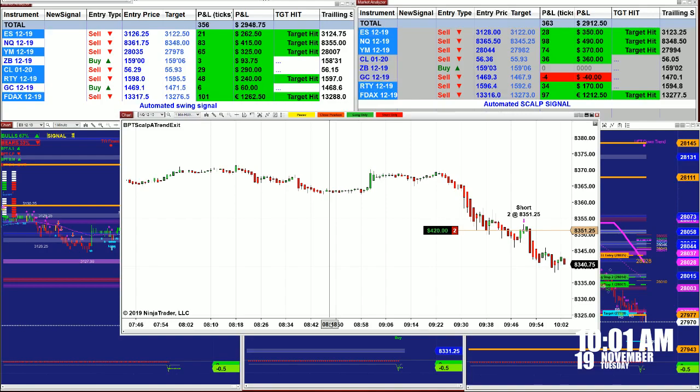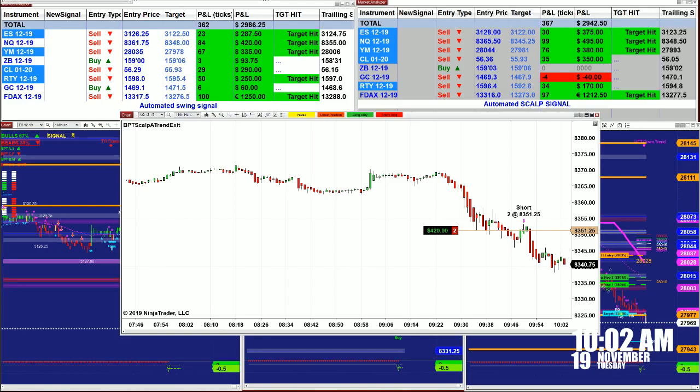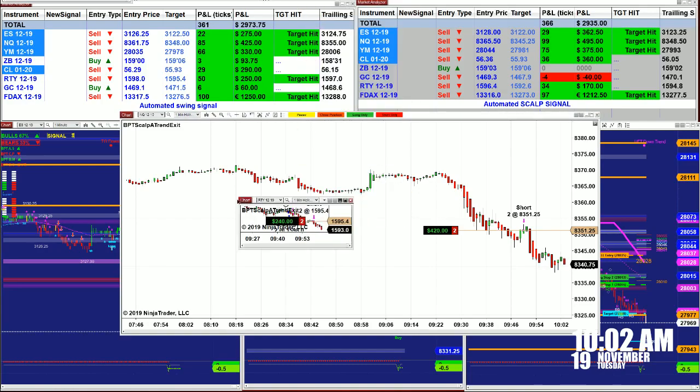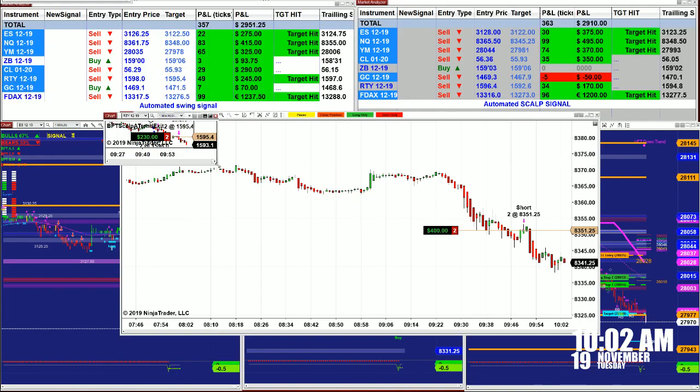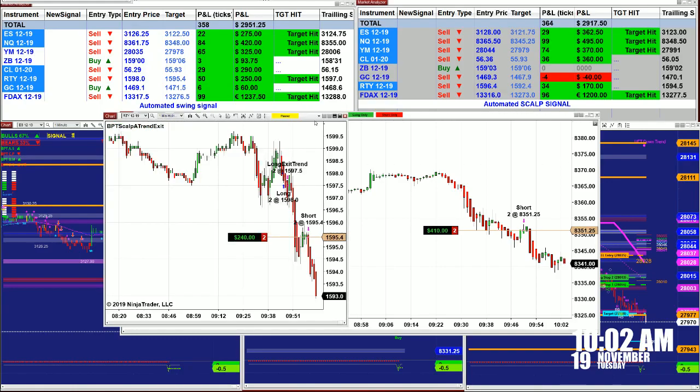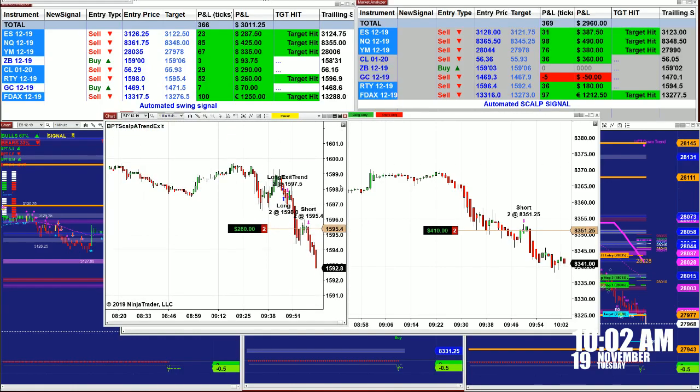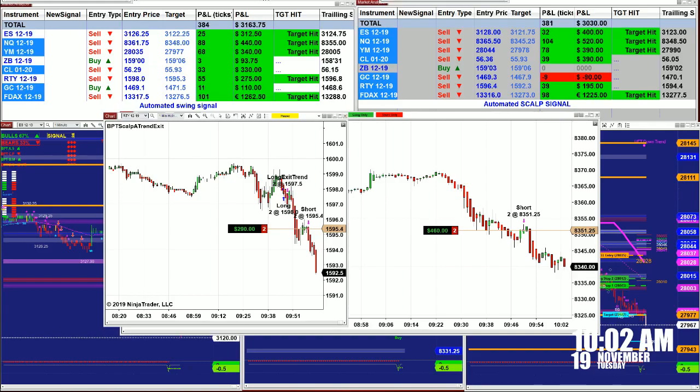Our daily target on all those automated trades is 500. But what is unique about this kind of auto trade is when the market is going in your direction, then it's going to stay on that trade until the trend is over.